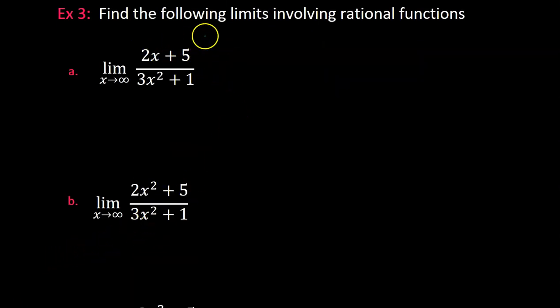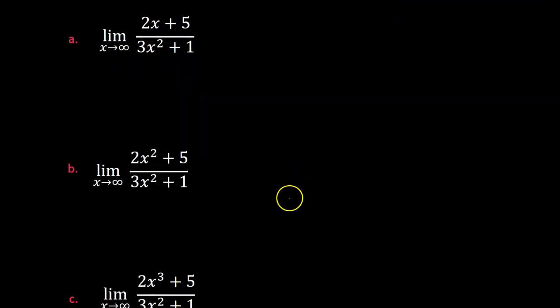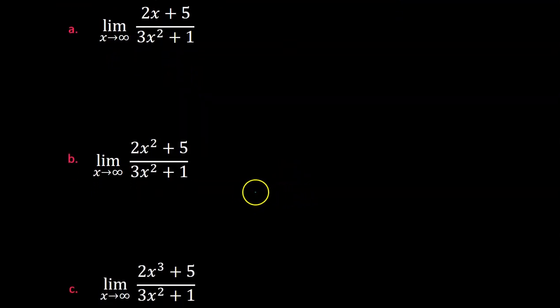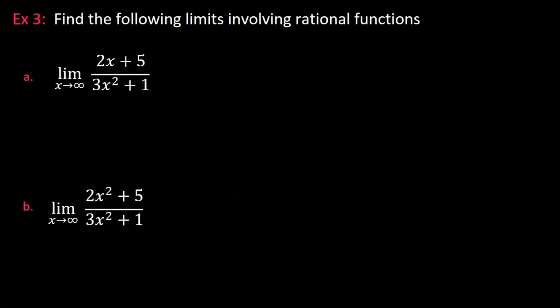Example 3 says, find the following limits involving rational functions. Remember that a rational function is a function where the numerator and the denominator are both polynomials. So we're going to do this last example as a set of 3 because these 3 examples will lead us to some rules about limits of rational functions that we can use as shortcuts in the future whenever we want to find the limit of a rational function.